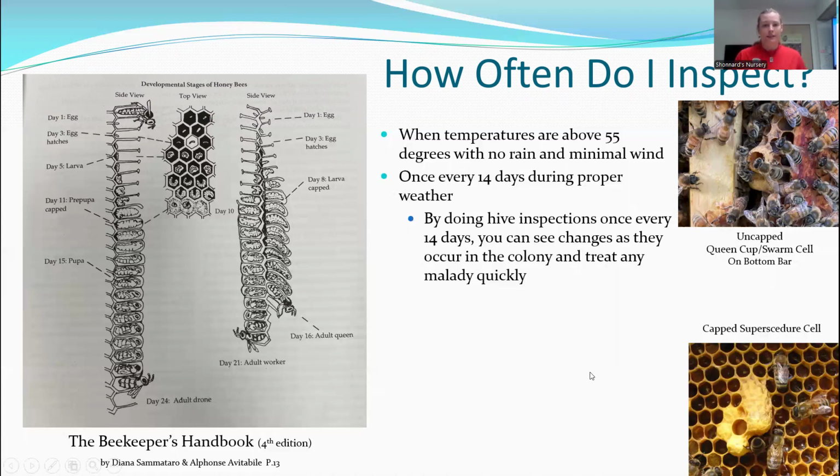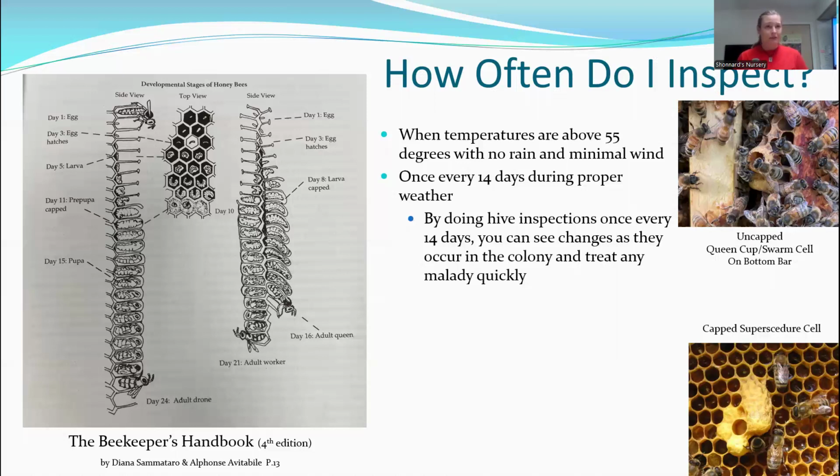You should be inspecting not only once every 14 days, but once every 14 days during good weather. If you are going out there, it's dumping rain and it's 45 degrees, going into the colony is going to do a lot more damage than good. So you should have fair temperatures. 55 degrees is great for flying weather, so it should be 55 and above.